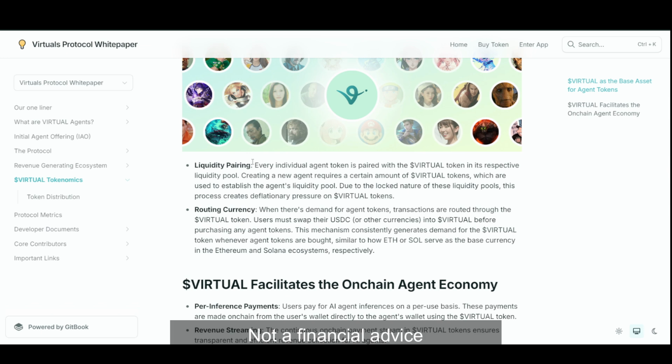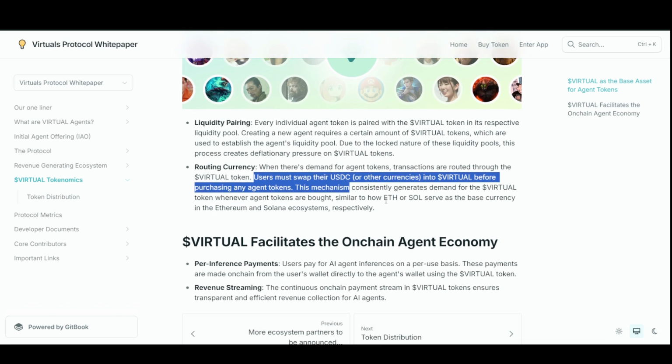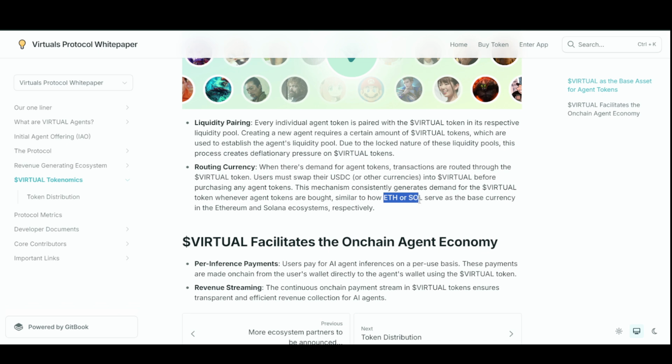Every individual agent token is paired with the virtual token, so that is a liquidity pair. After that, when there is demand for an agent's token, transactions are routed through the virtual token. That means users must swap their USDC, or let's say Ethereum, to virtual before making a purchase if there is a lot of demand in the market. That's pretty good. That is similar to other coins such as Ethereum or Sol, where they serve as the base currency in their respective ecosystems.